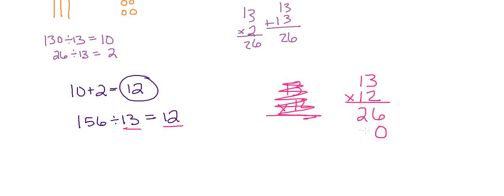1 times 3 is 3. 1 times 1 is 1. And if we add that all together, we get 156, which is what we had over here. So we have double checked our work, and 12 is our answer.